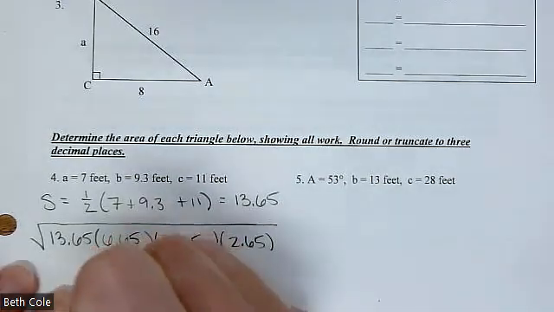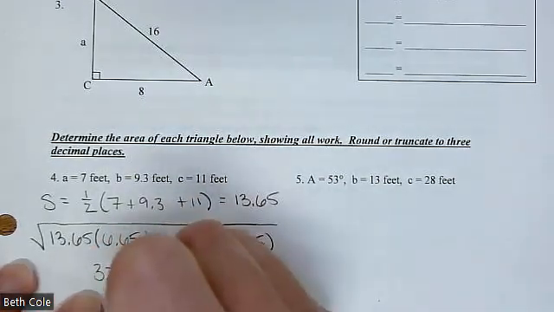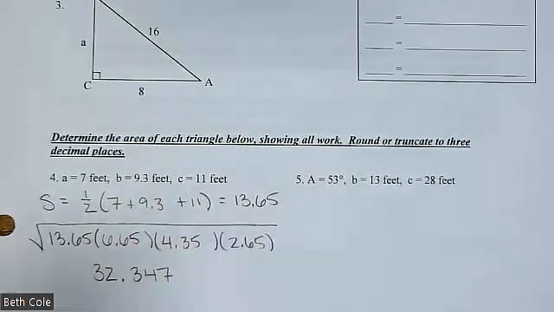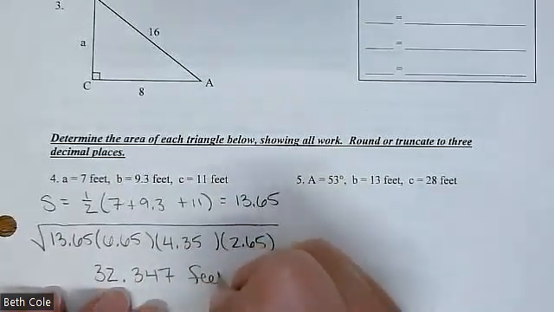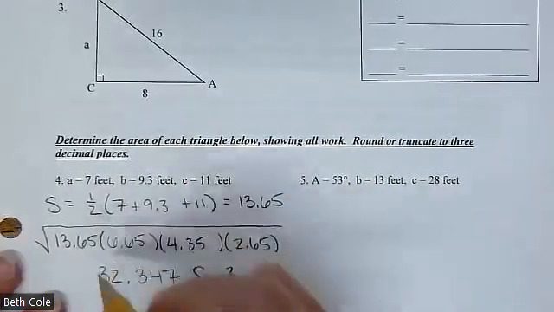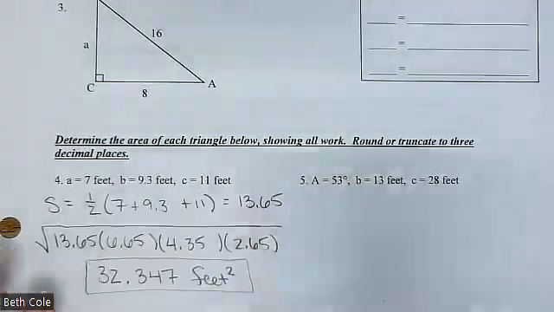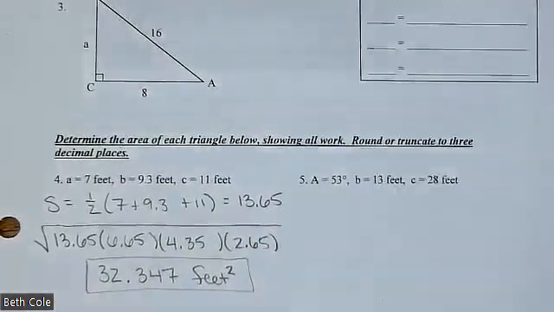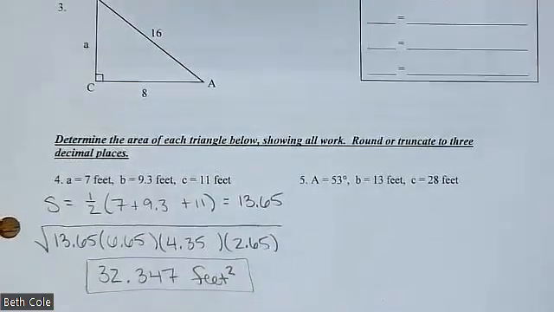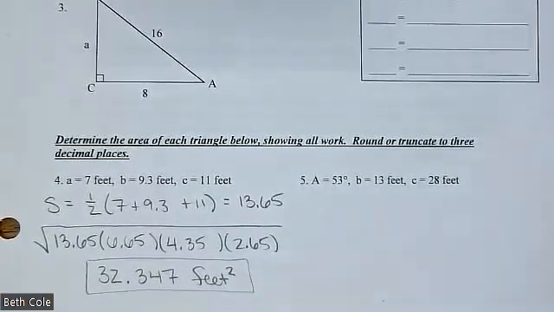Okay, did anyone else get 32.347? Now I did put units. I bring this up every single time we've done an area problem because I think it's important to understand this. Your units for the sides of the triangle are feet, but when you find an area, it is feet squared because it's two-dimensional. If you were finding a volume, it would be cubic feet, like if you were filling up a swimming pool with water. I feel like that's important to understand.